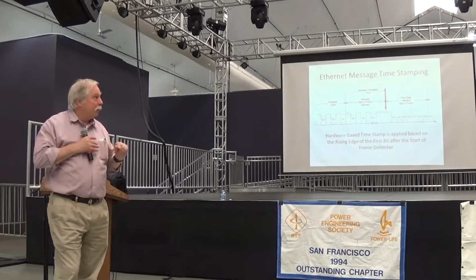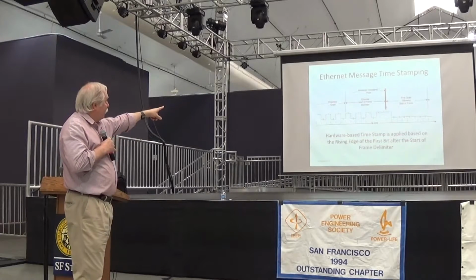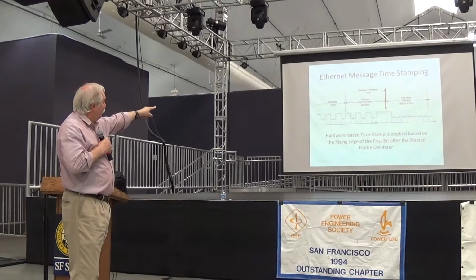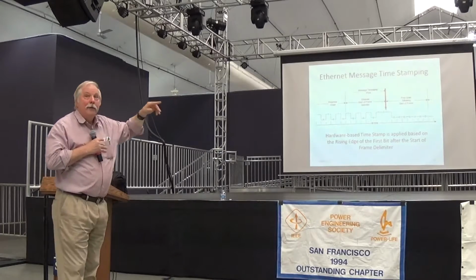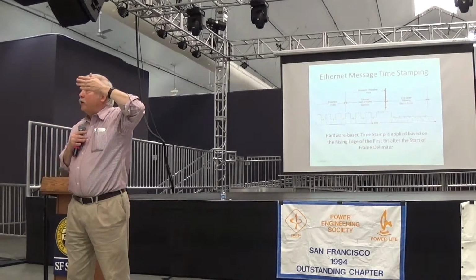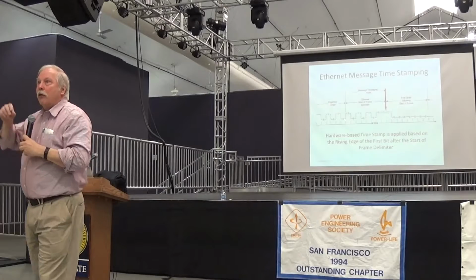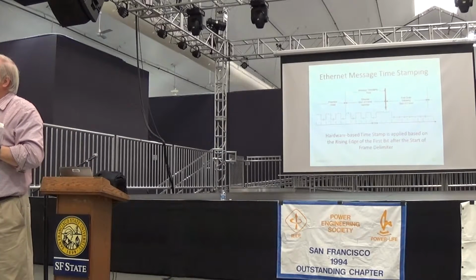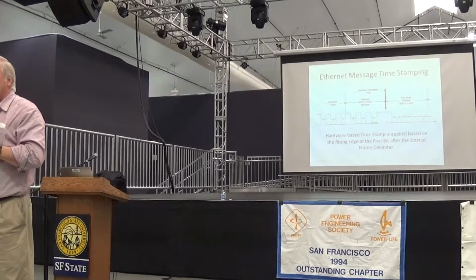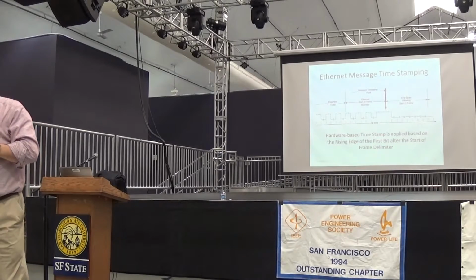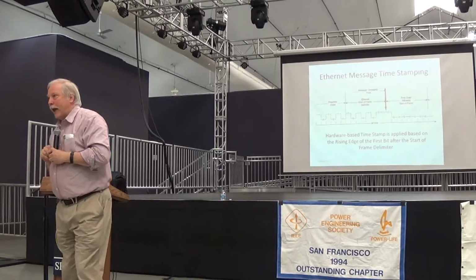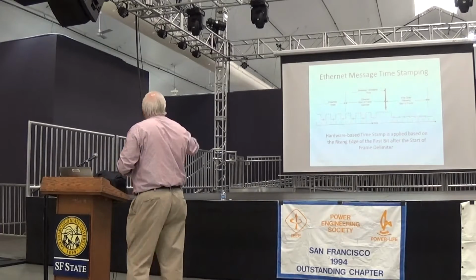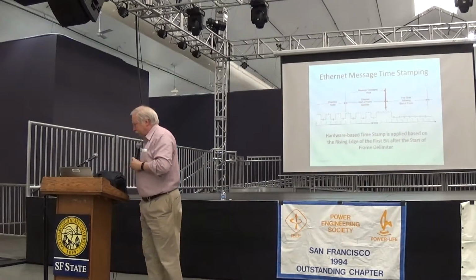But of note, there is one point where it goes 101011. At the end of that 1 pulse, that is where the timestamp is applied to the outgoing Ethernet message. And again, that timestamp is measured to the nearest 1 nanosecond of resolution going out of the Ethernet chip. That's where the timestamp is applied.